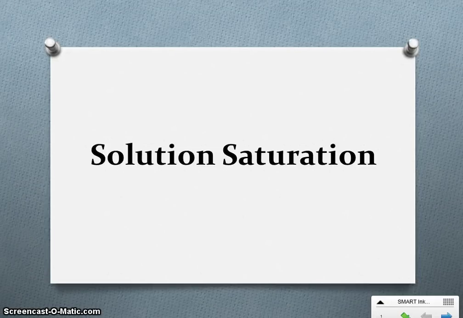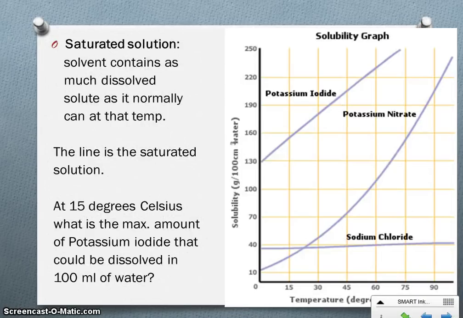Okay, so now that you're an expert on reading solubility curves and graphs, we're going to take it one step further and we're going to talk about solution saturation. Now remember, a solution is just a mixture of that solid and the liquid, just like in the solubility piece that you've been working on for the last couple of days. So we got to talk about what this part saturation means. And we are going to write a couple things down here.